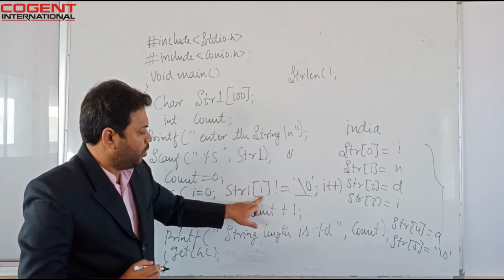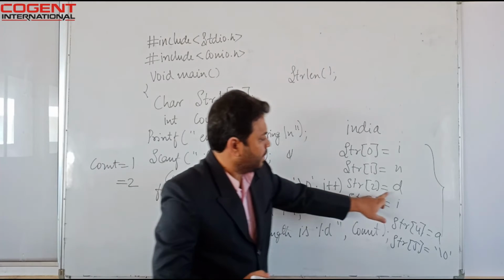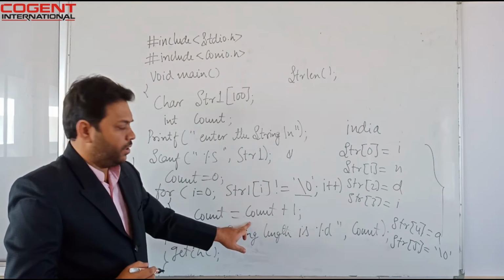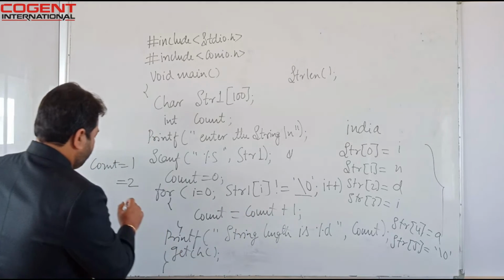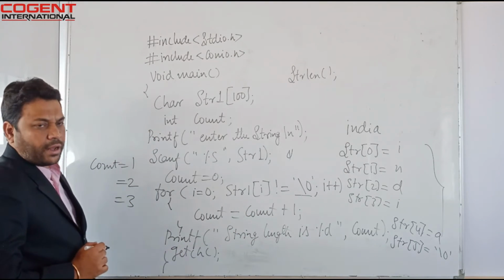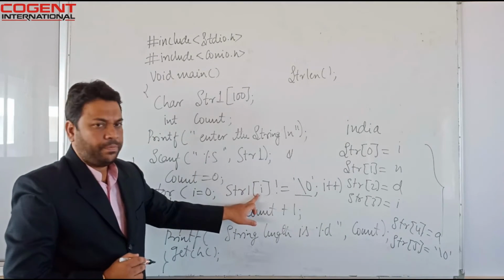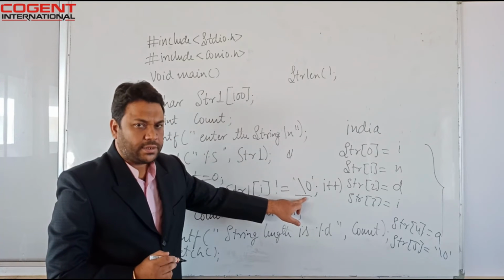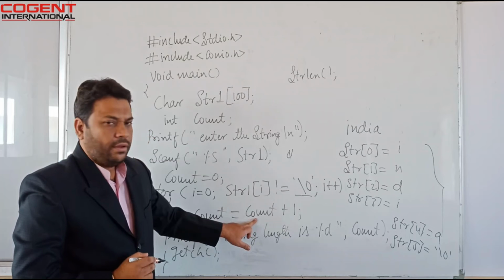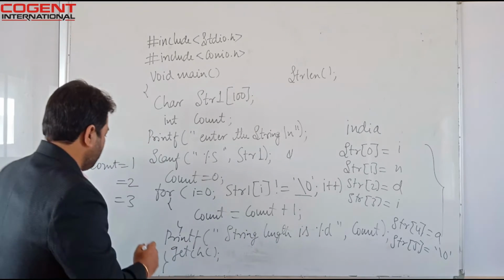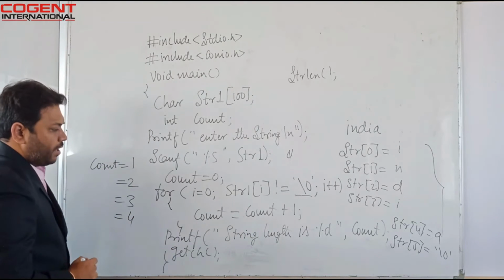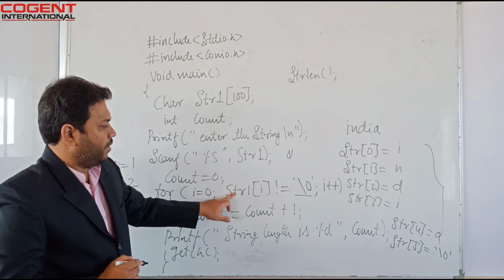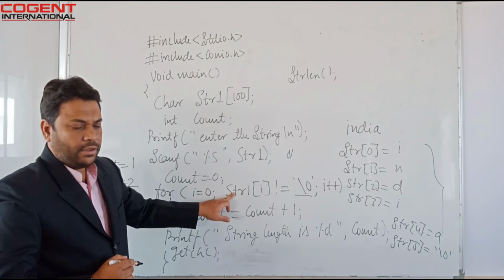String 1 of 2 is not equal to null. Yes, it is a D here. The condition satisfies. Increment the value of count is equal to count plus 1. Now count value is equal to 3 here. Now increment the value of I. So string 1 of 3 is not equal to null character. Yes, the condition satisfied. Then increment the count here. So count value becomes 4 here. Now increment the value of I here. So now the value of I becomes 4 here, right?